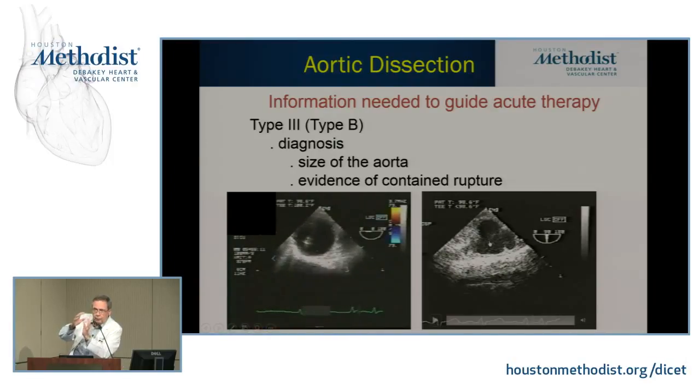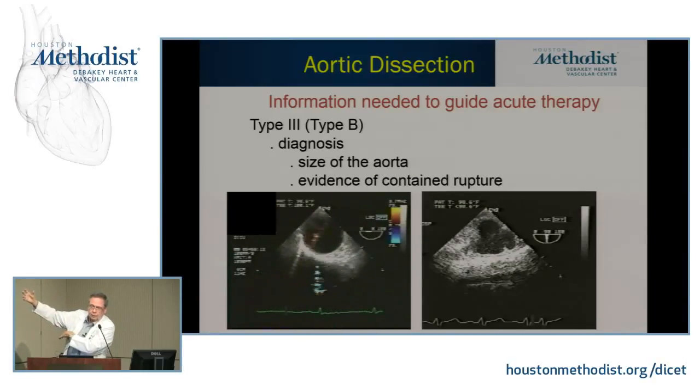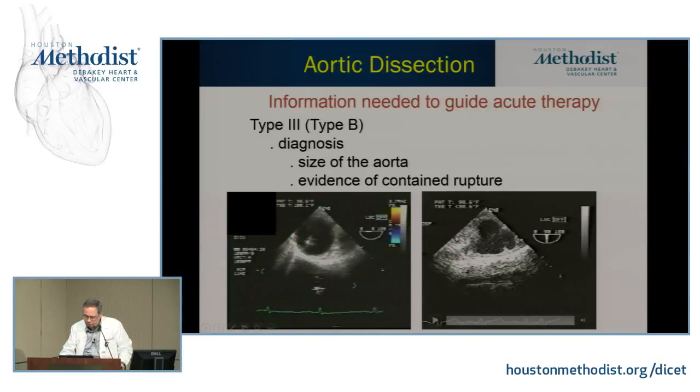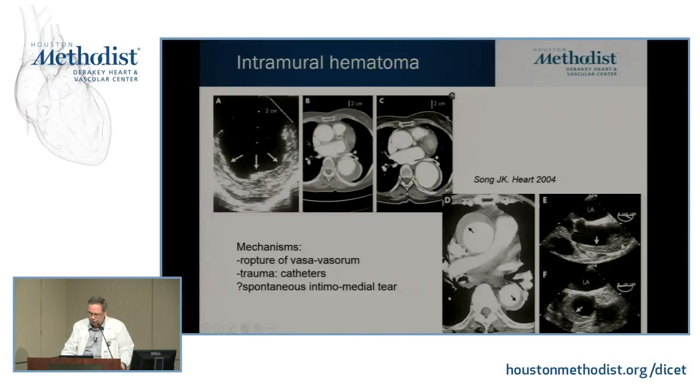So you see the true lumen, the flap, you see the false lumen, and then you see a break, and you see another chamber. And of course, there's always thrombus, because that's what's keeping it from rupture, from free wall rupture. Another example of the intramural hematoma, but this is how it looks by echo.